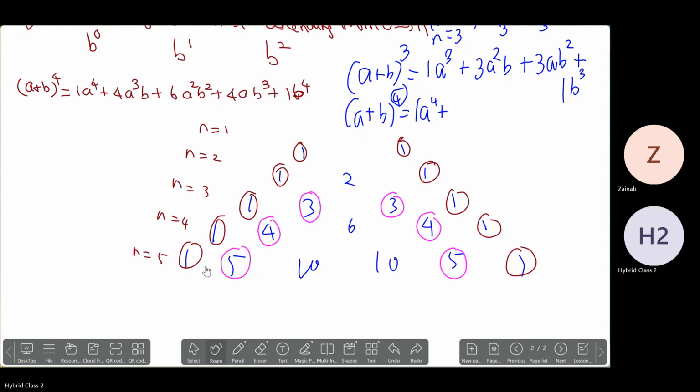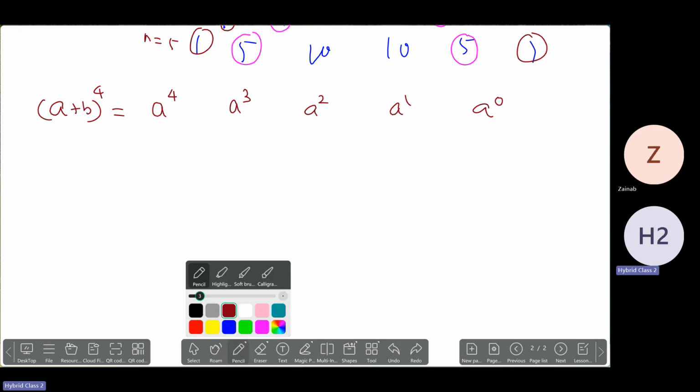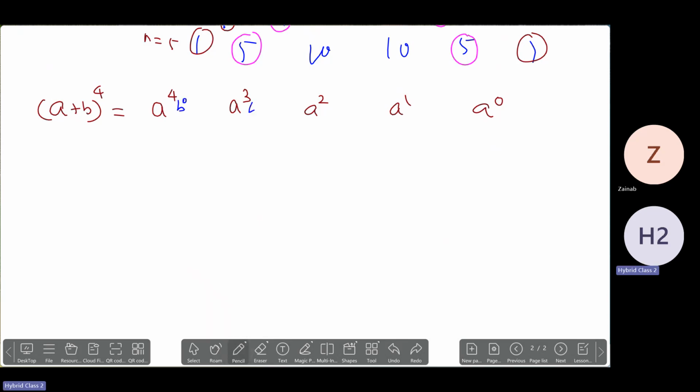See here. For example, (a plus b) whole power 4, right? Let's write only the a and b first. So a to the power 4 first, a to the power 3, a to the power 2, a to the power 1, a to the power 0. Okay. Now next, b to the power 0, b to the power 1, b to the power 2, b to the power 3, then b to the power 4.